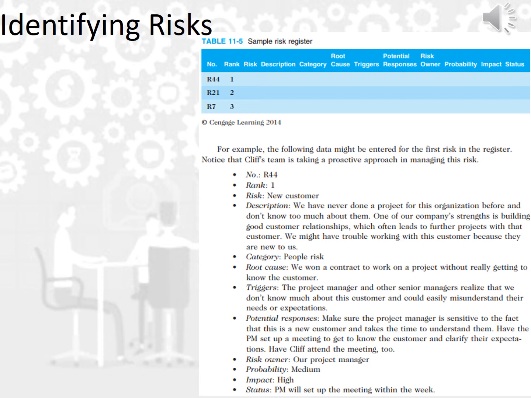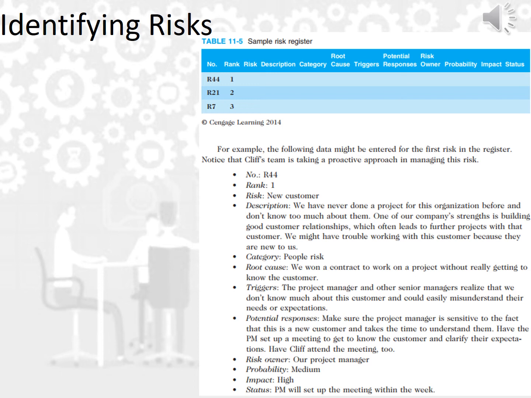We have here a column called risk owner. The risk owner is related to the project manager, because he's the one who will assemble the team of the project and will lead the project till the end. So this person, the project manager, is the one who will own that risk and is the one to respond to it. The probability column considers that risk medium, while the impact is high.